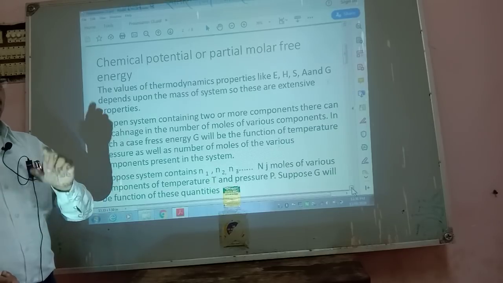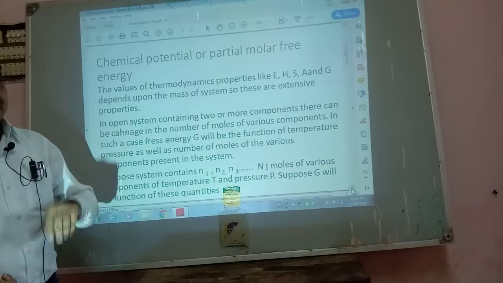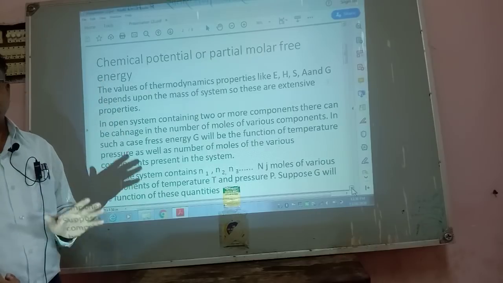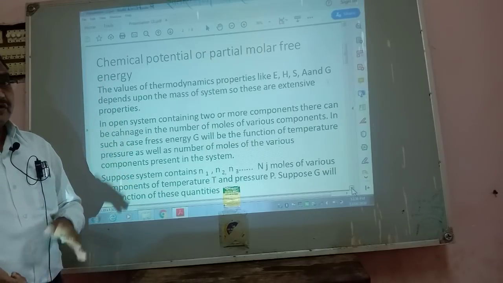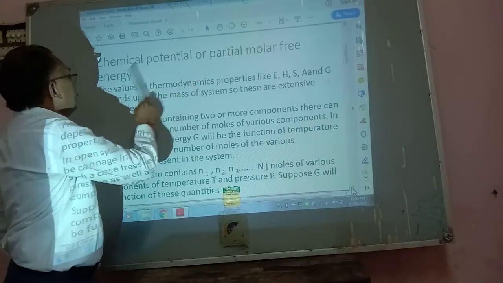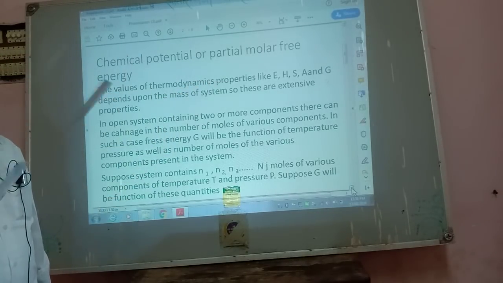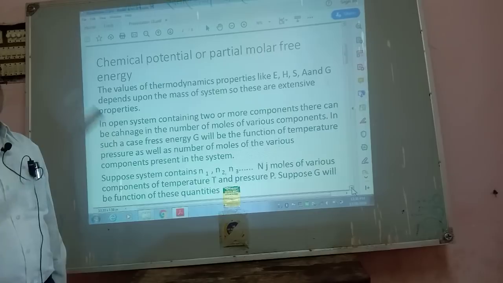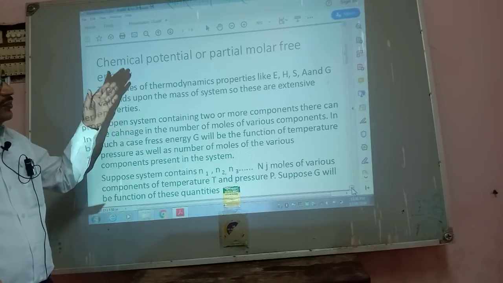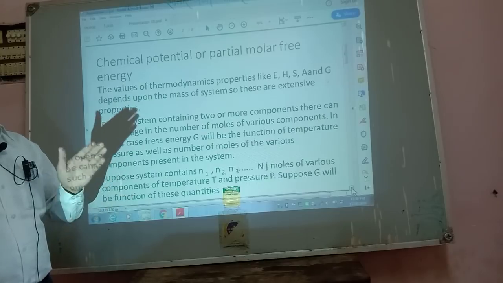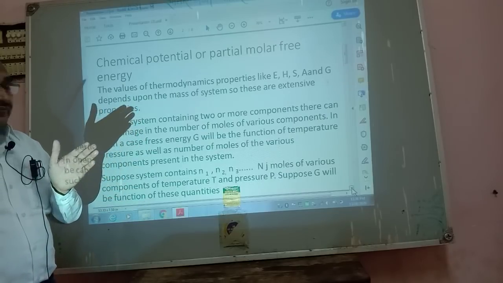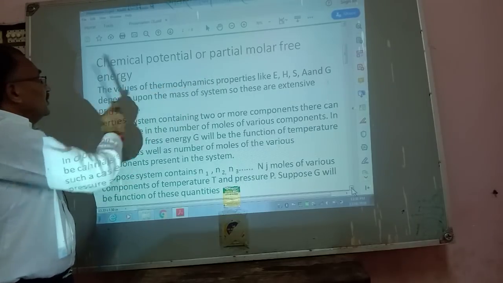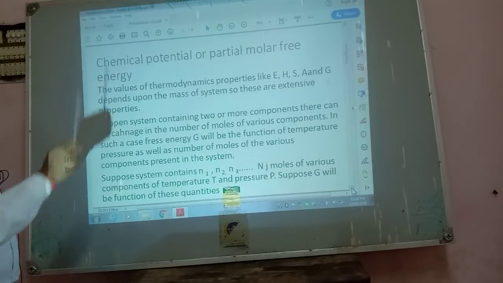Whatever the volume decrease or increase by the addition of 1 mole of any substance, we call that partial molar volume. Same is the case here, where we want to study the partial molar free energy. Partial molar free energy means if we add 1 mole of any substance per liter, then whatever the free energy changes, that energy change we call partial molar free energy, or it is called chemical potential.